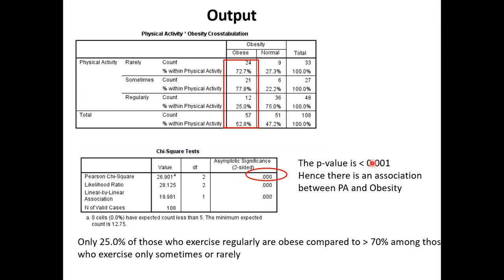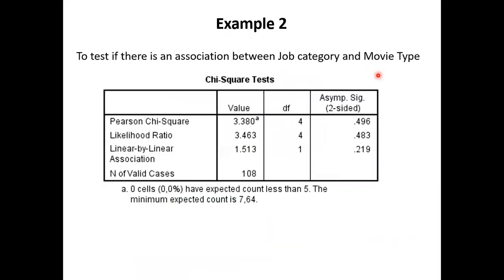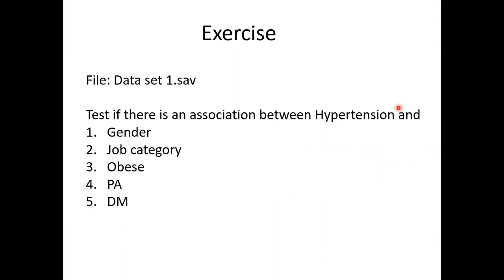So whenever the p-value is less than 0.05, at least one group will differ from the others. Same as one-way, p-value less than 0.05, at least one pair differs. Here the p-value is more than 0.05, we say no difference. So job category and movie type are not associated. Very simple, straightforward analysis, right?